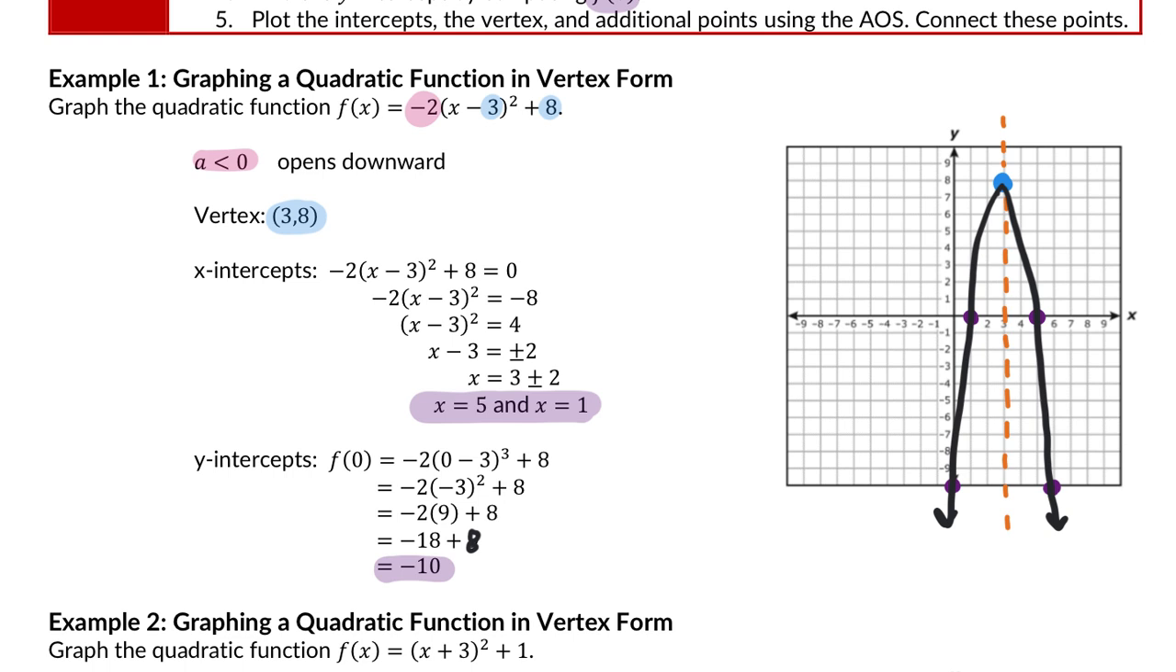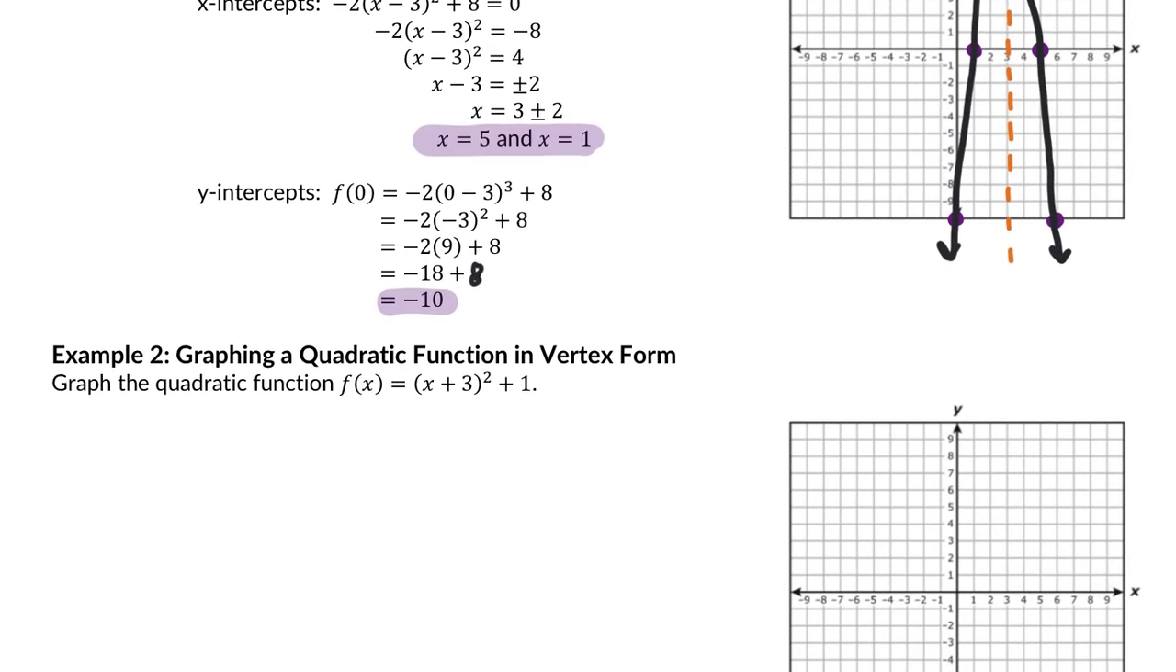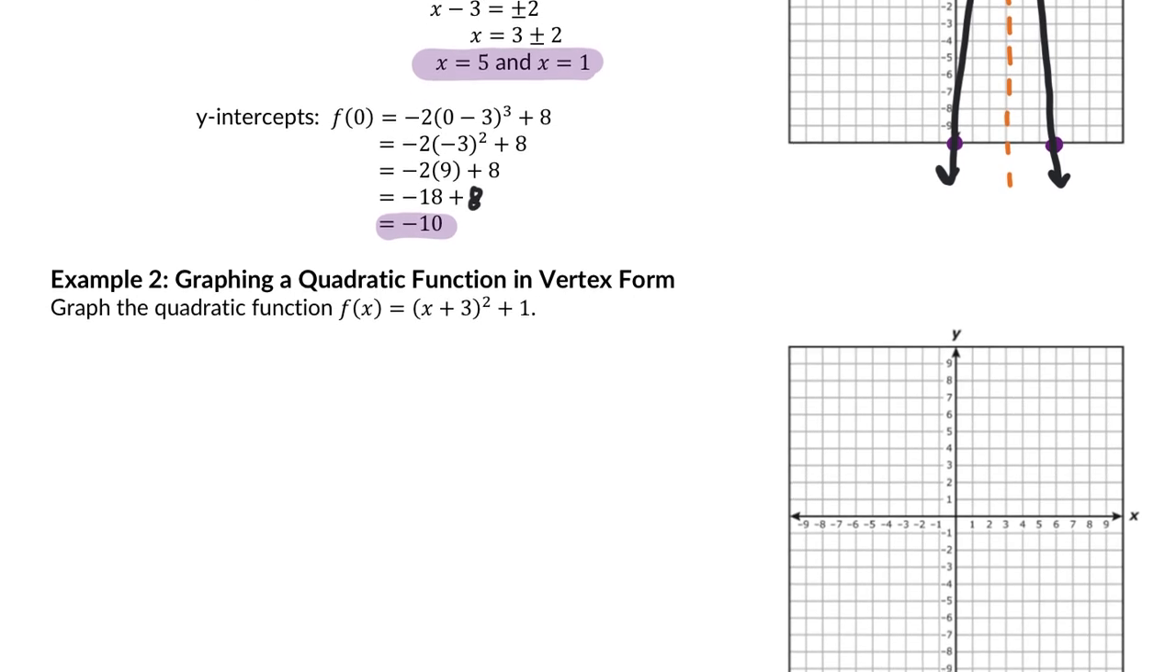Can I have you guys try one? Yes. All right. This next one is for you. I want you to follow the same steps. So you're going to find whether it opens up or down, find the vertex from vertex form, give me the x-intercepts, and give me the y-intercepts.